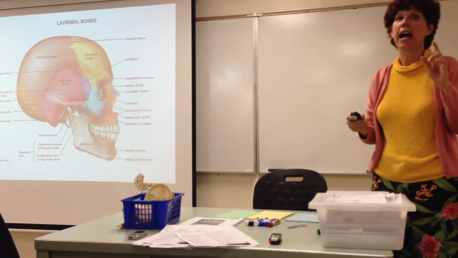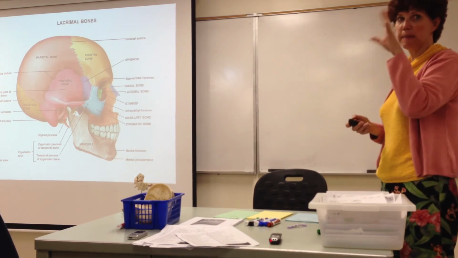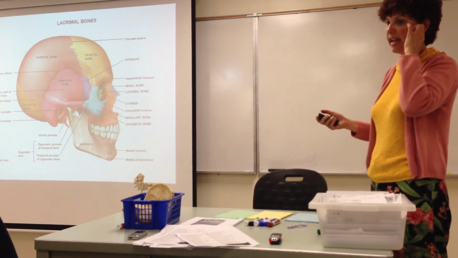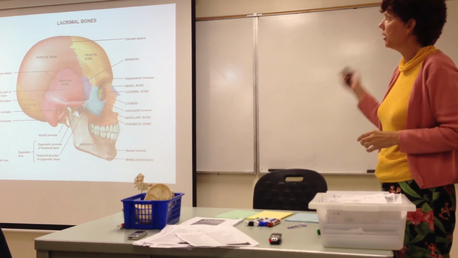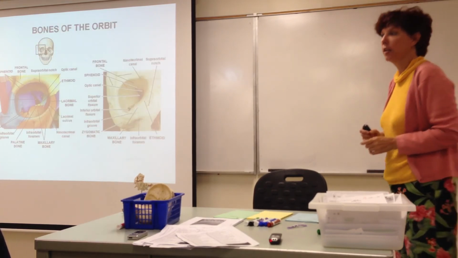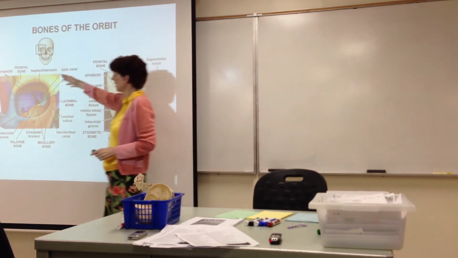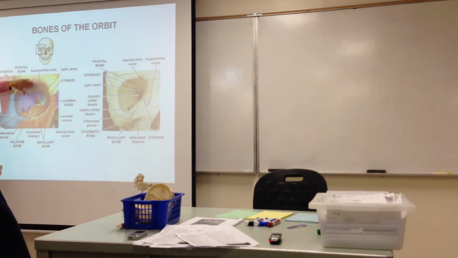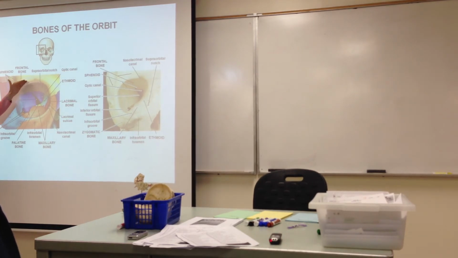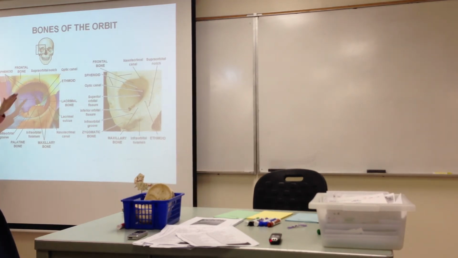All right, so we're almost ready to talk about all the bones of the orbit. You have a picture of that down at the bottom of your page. So we've covered some of them. Here is the right eye. The frontal bone is forming the roof of the orbit. All right. The sphenoid bone is forming the posterior wall of the orbit. The ethmoid bone and the lacrimal bones together form the medial wall. All right? And now we still have the floor and the lateral wall to find.